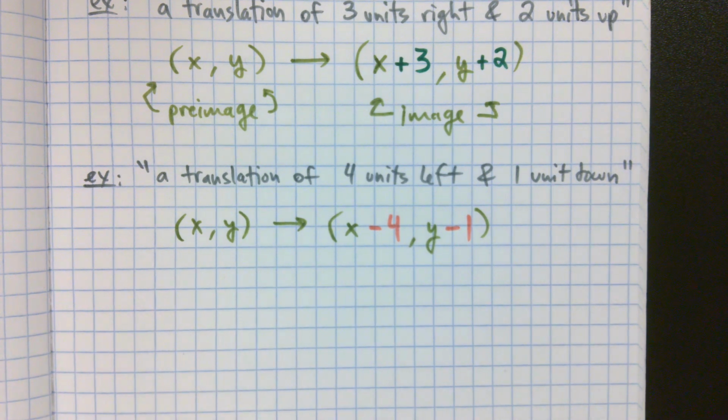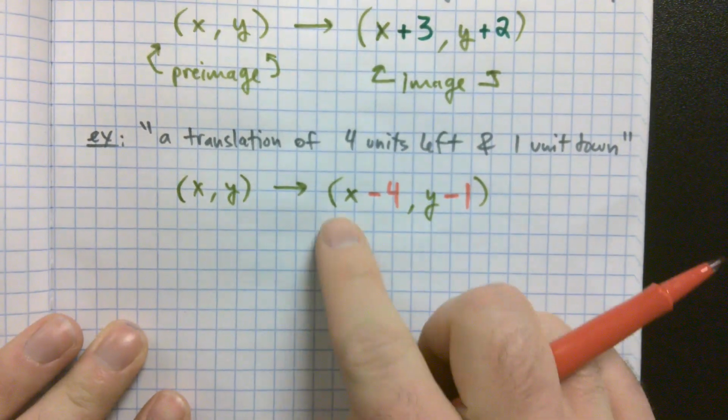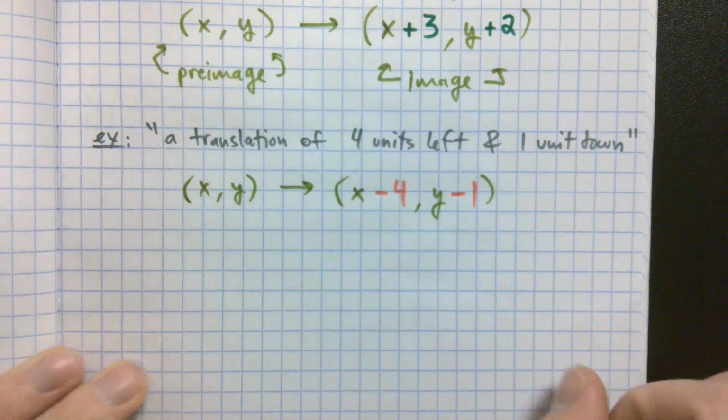All we have to remember is our DDR. Going left and down is negative. Going right and up is positive. Think about those 4 directions. And that's the rule right there. x minus 4, comma, y minus 1.